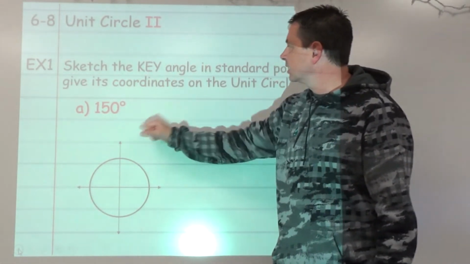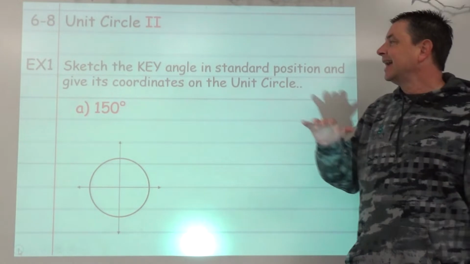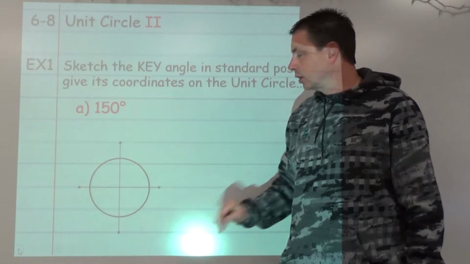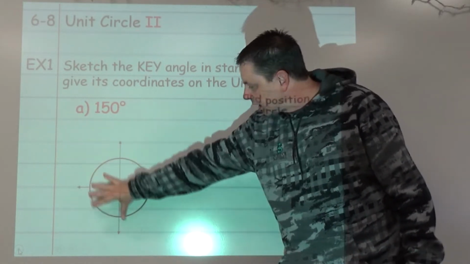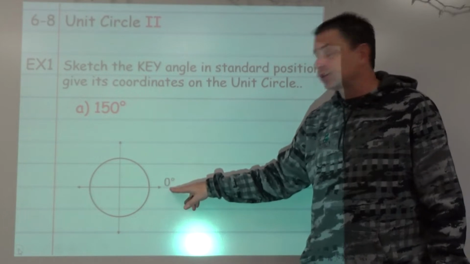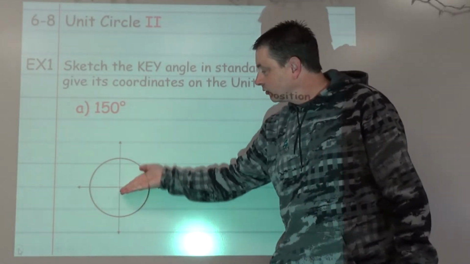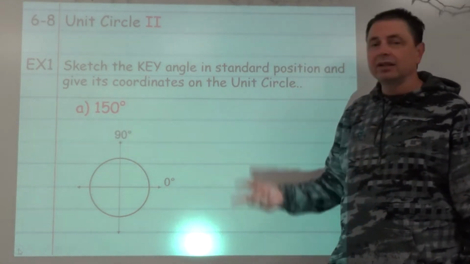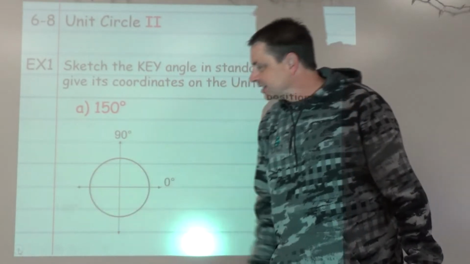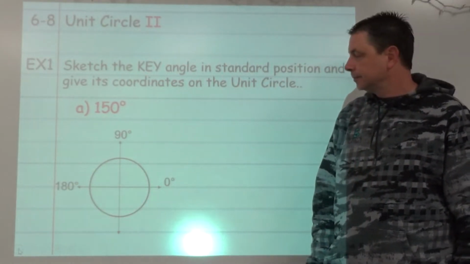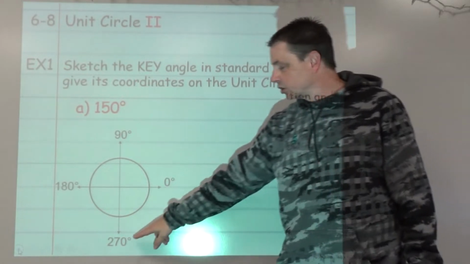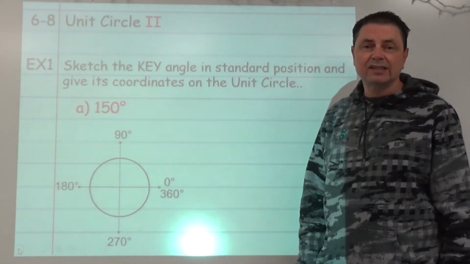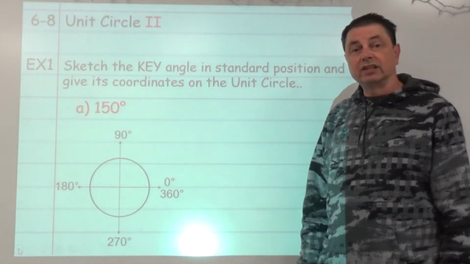Example number 1, sketch the key angle, standard position, and also give its coordinates on the unit circle. 150 degrees, so we're going to start remembering where our quadrant angles are. We've got straight right, 0 degrees. If we rotate a right angle, 90 degrees, that puts 90 degrees at the top. Another 90 degrees takes us to 180 degrees. Then 270 degrees at the bottom. And then 360 degrees is in the same place as 0 degrees, saying that they are coterminal.